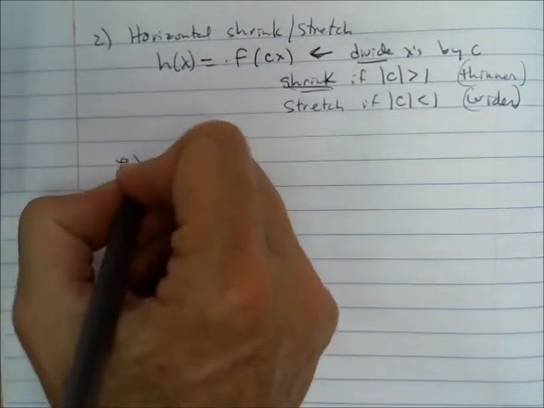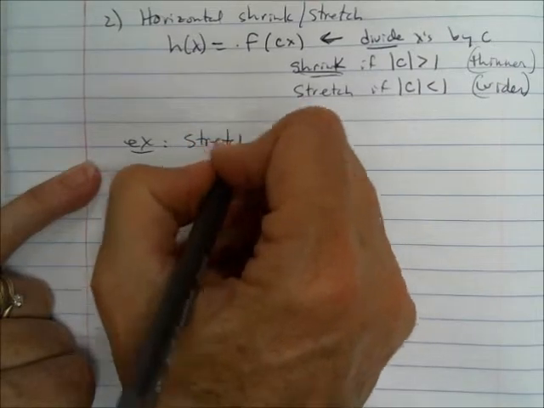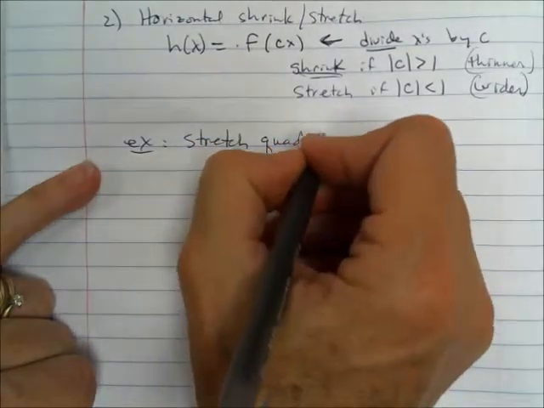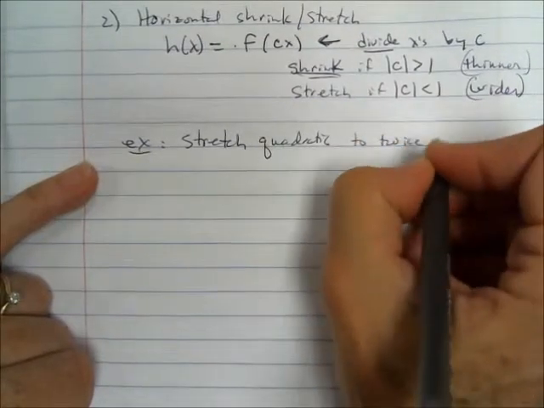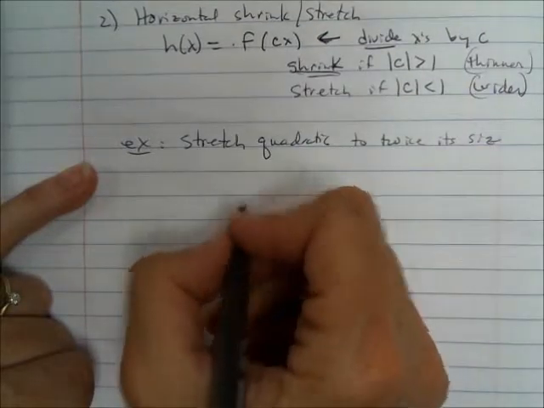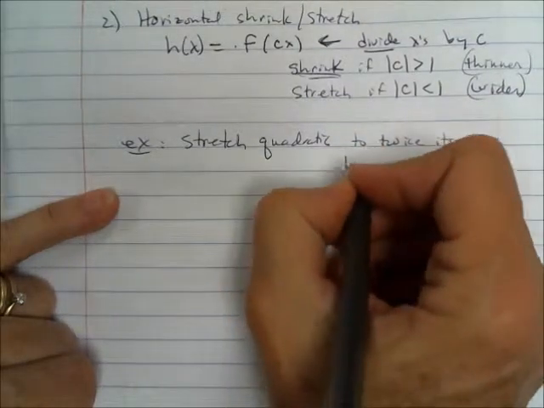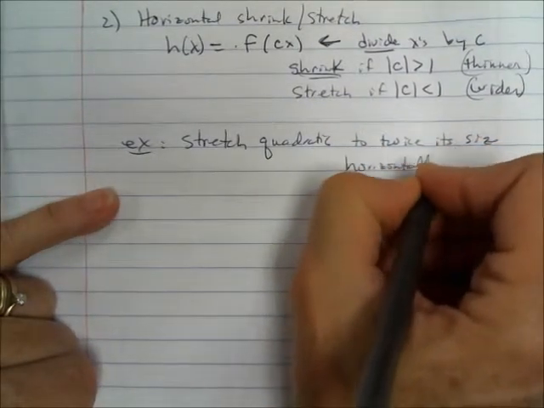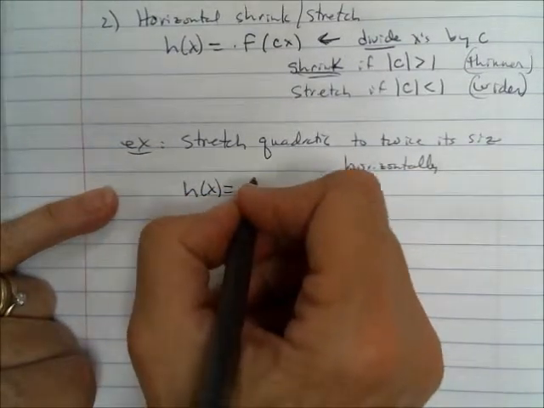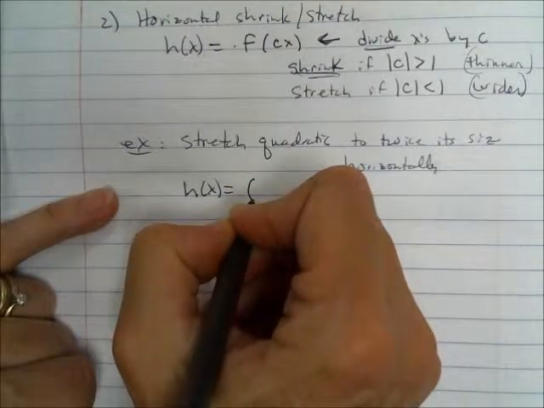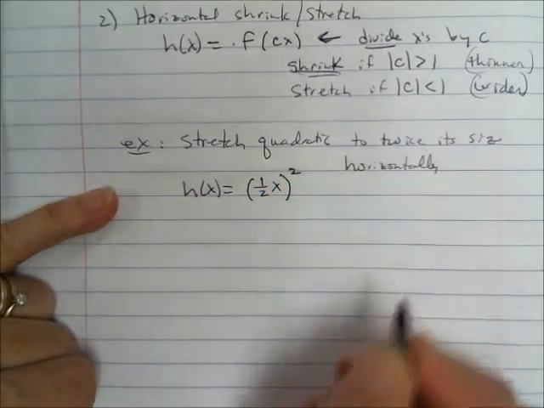So let's have a couple of examples. Let's stretch a quadratic to twice its size. So if you think about a regular parabola, if you stretch it to twice its size horizontally, I should say, what you're going to see is h of x is equal to, if it's twice its size, you're going to have inside parentheses 1/2 x squared. You can't forget this parent.